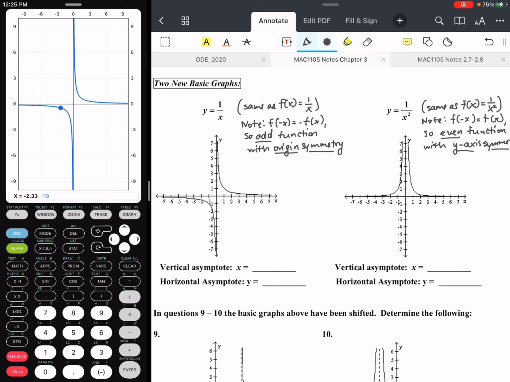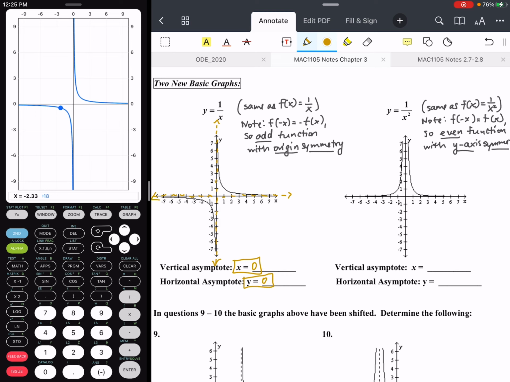The vertical asymptote is x equals 0. So x equals 0 is the vertical asymptote. We could draw that as a dashed vertical line here. And the horizontal asymptote is y equals 0. And I could represent that with another dashed horizontal line. Okay, so we can see this visually.